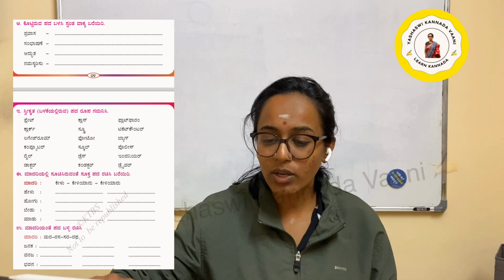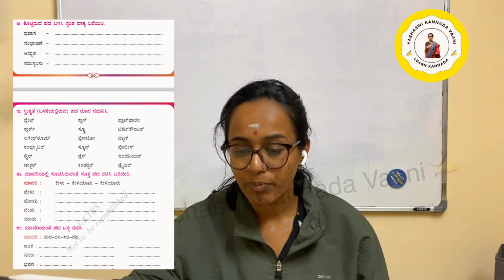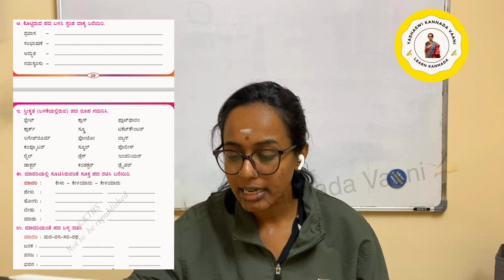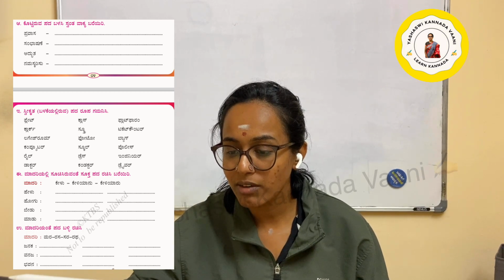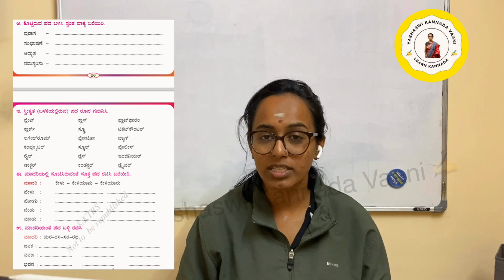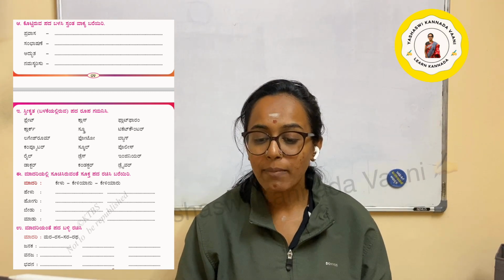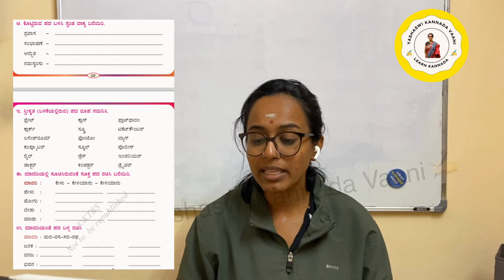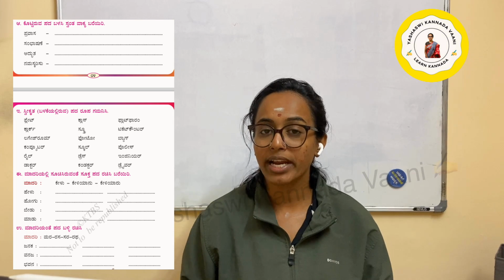Next one. ಸ್ವೀಕೃತ ಬಳಕೆಯಲ್ಲಿರುವ ಪದ ರೂಪ ಗಮನಿಸಿ. You have to observe the words, these words. Okay na? Just read these words. ಓದ್ಕೊಳ್ಳಿ. Okay, next. ಮಾದರಿಯಲ್ಲಿ ಸೂಚಿಸಿರುವಂತೆ, as given, ಸೂಕ್ತ ಪದ ರಚಿಸಿ ಬರೆಯಿರಿ. So you have to write it down as given.